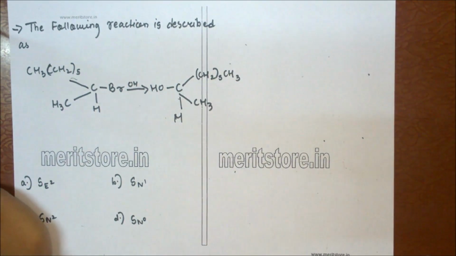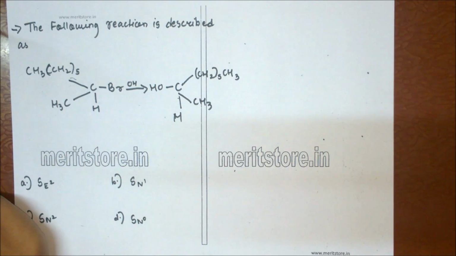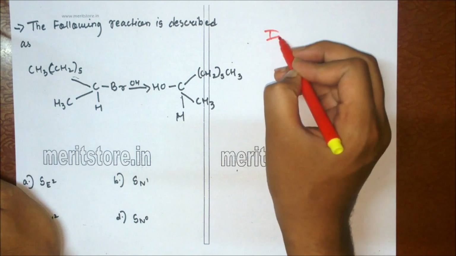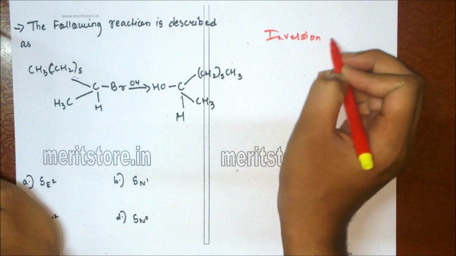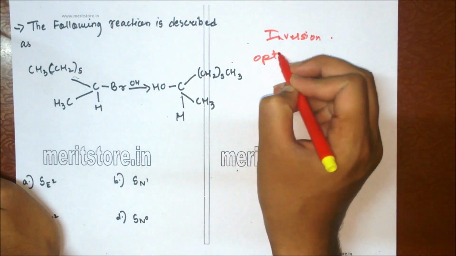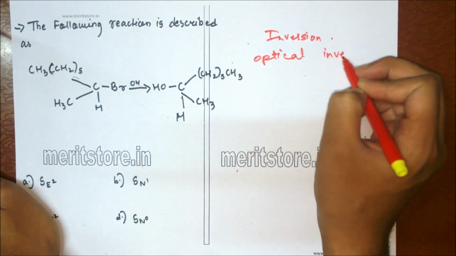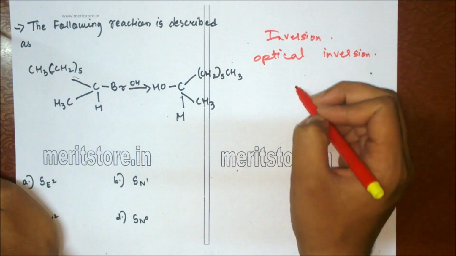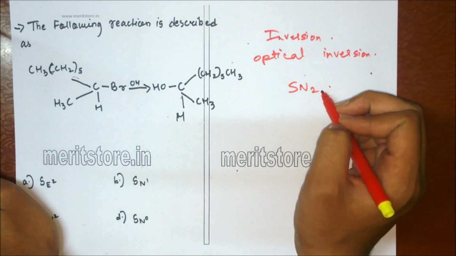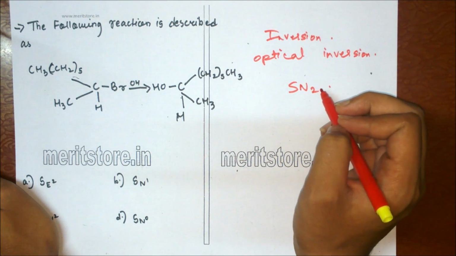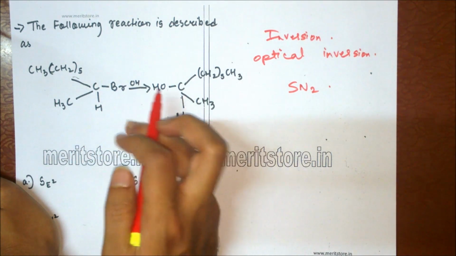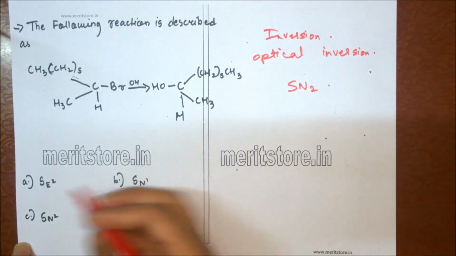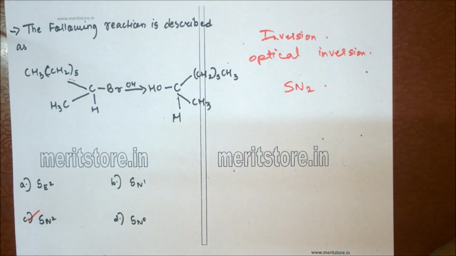The following reaction is described as. In this reaction, inversion of configuration takes place and is called optical inversion. It is a typical example of SN2 reaction, which is bimolecular nucleophilic substitution reaction. There is inversion as the bromide is on the right side, and the alcohol group is attached to the left hand side. So it is an example of SN2 bimolecular nucleophilic substitution reaction.